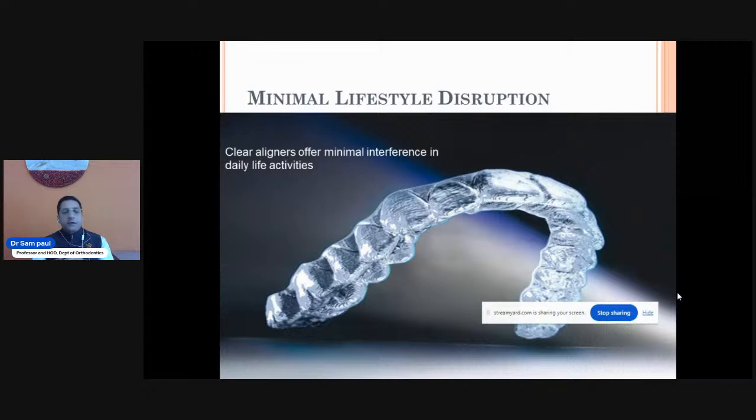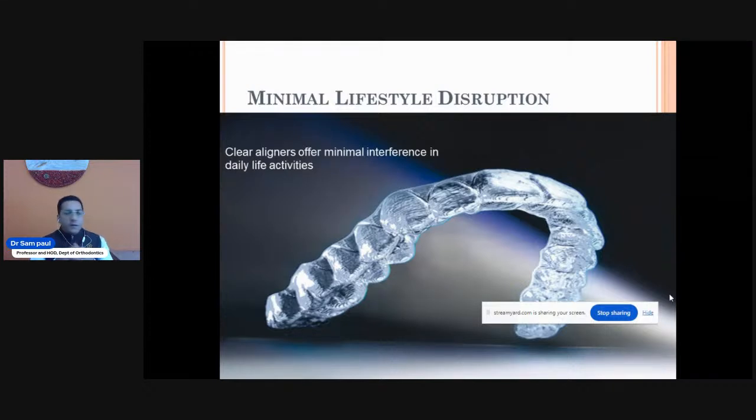Unlike braces that require periodic adjustments and potential emergency visits, you might have heard about broken wires and broken brackets, or some wires poking into the cheeks and all those things. All those things are minimized in the case of aligner treatment. And again, fewer visits to the orthodontist.